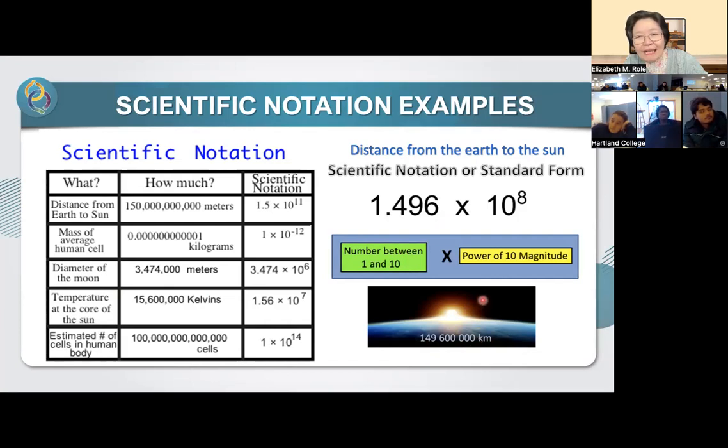All right. If you are changing 149,600,000 to scientific notation, you move 1, 2, 3, 4, 5, 6, 7, 8. You end with 1.496, and there are 8 decimal places, so that's why you say times 10 to the 8.